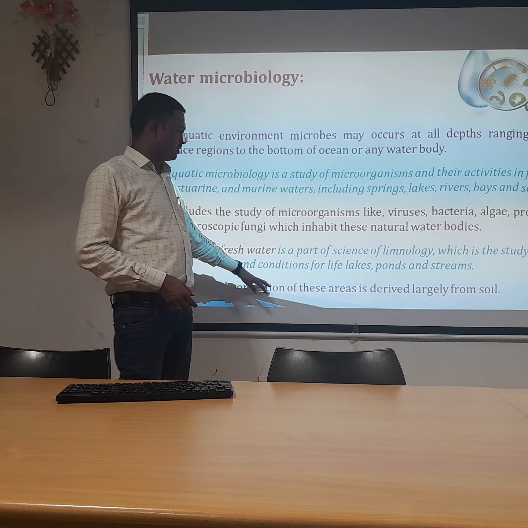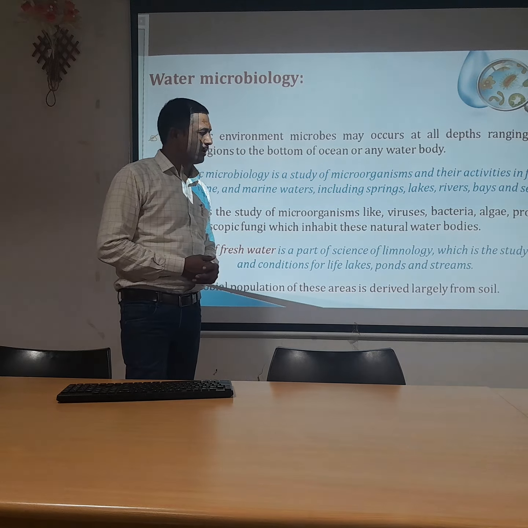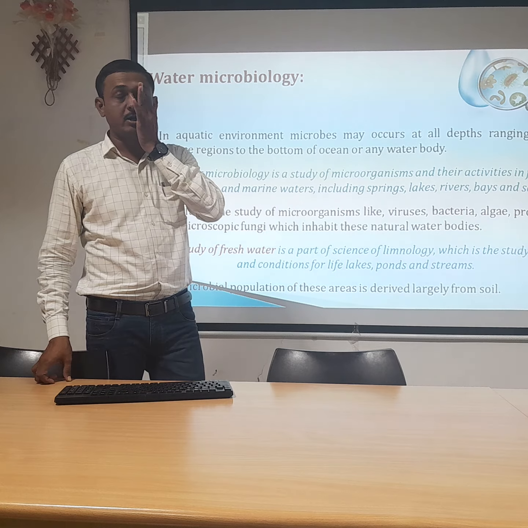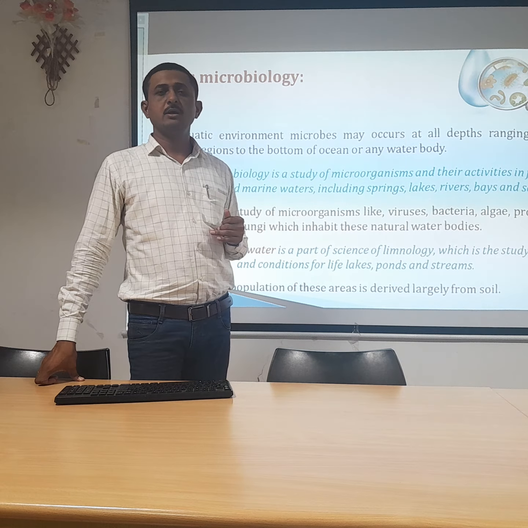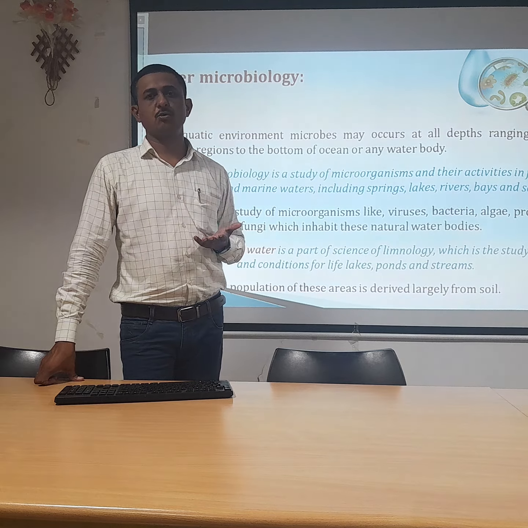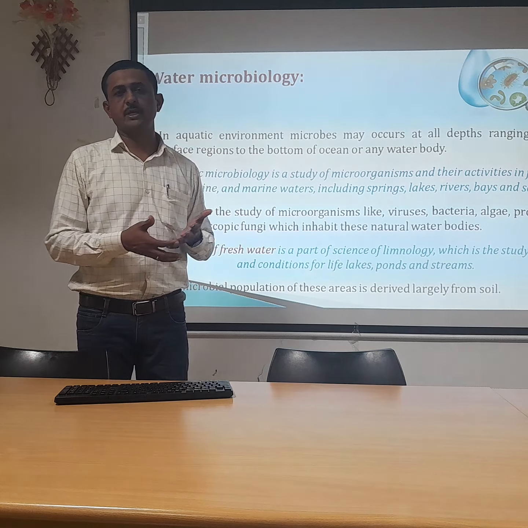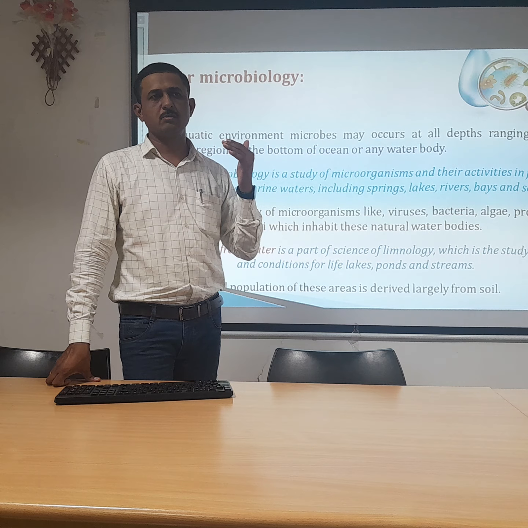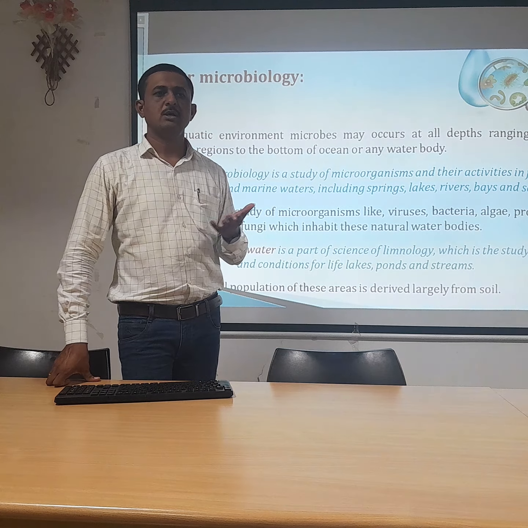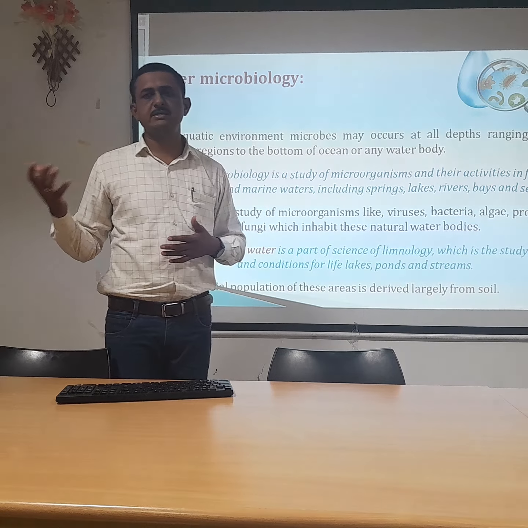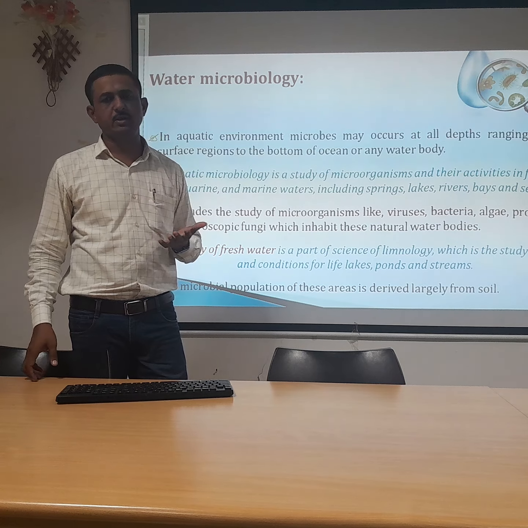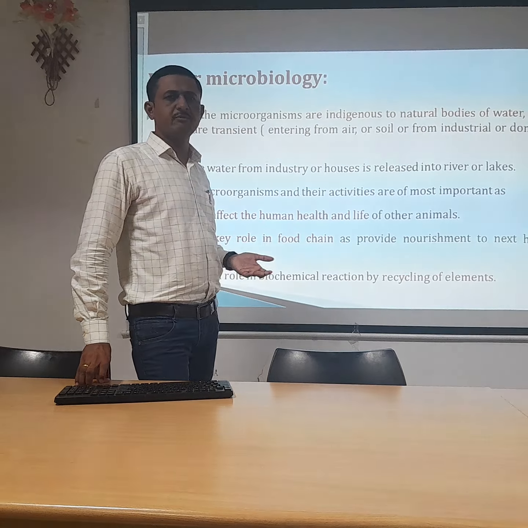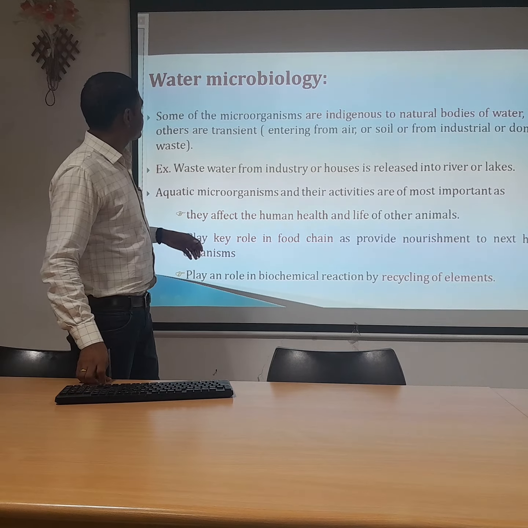The microbial population of these areas is derived largely from the soil. So these are the affecting factors, how the microbial population in the water bodies can be representative of the flora of soil. And during the rainy season, with flood or surface water flow, microorganisms which are present on the soil, or due to human activity, enter into that particular water body. So these are different factors we have to discuss one by one.